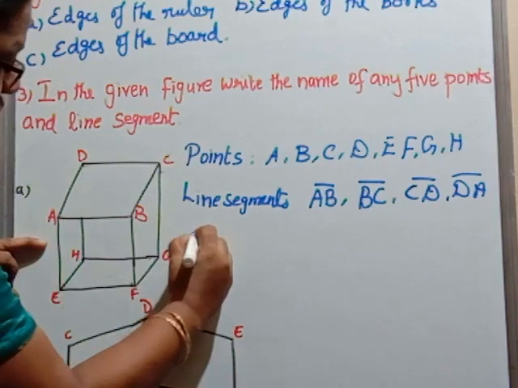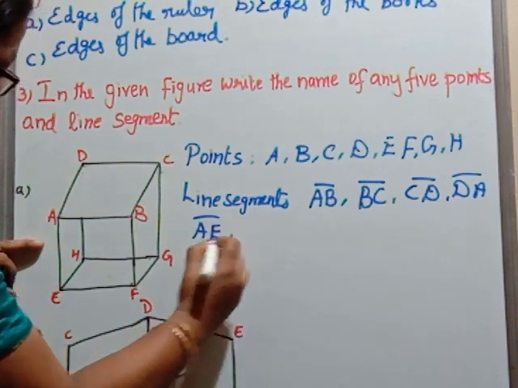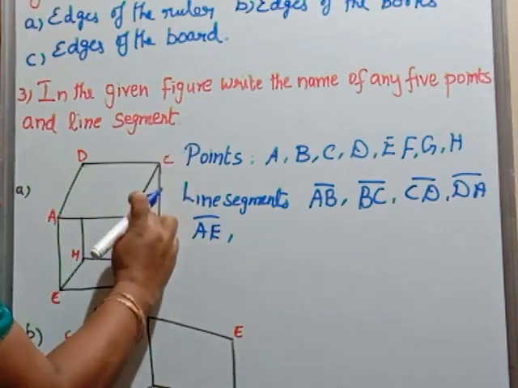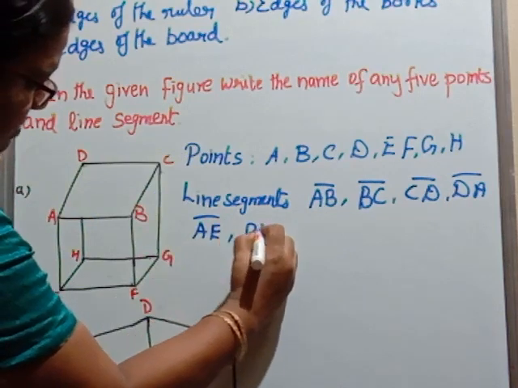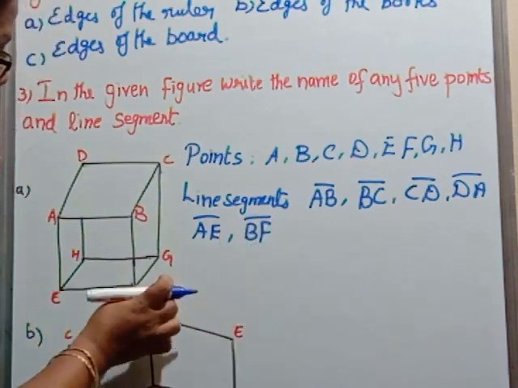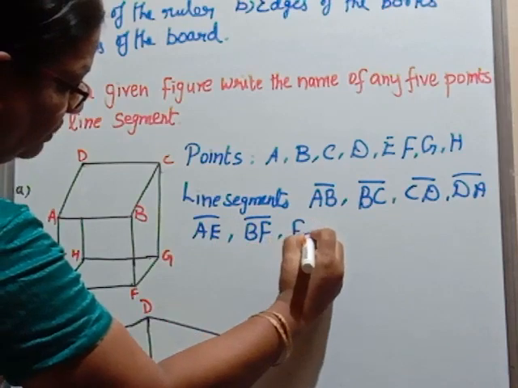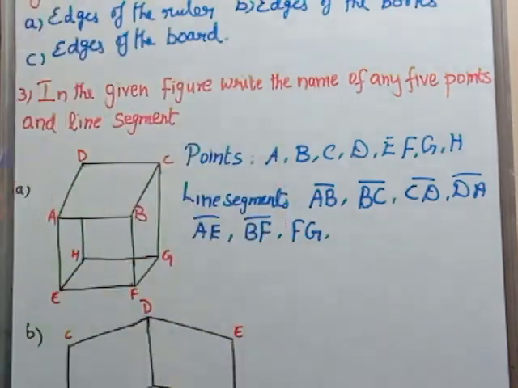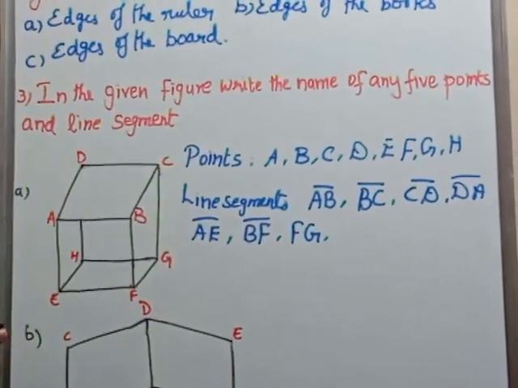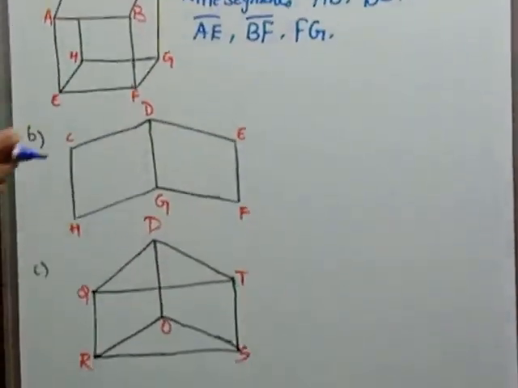Here, AE is also one line segment. Then BF also one line segment. FG also one line segment. You can write like that. You can find it and you can write. Now, I'll move to the second figure.